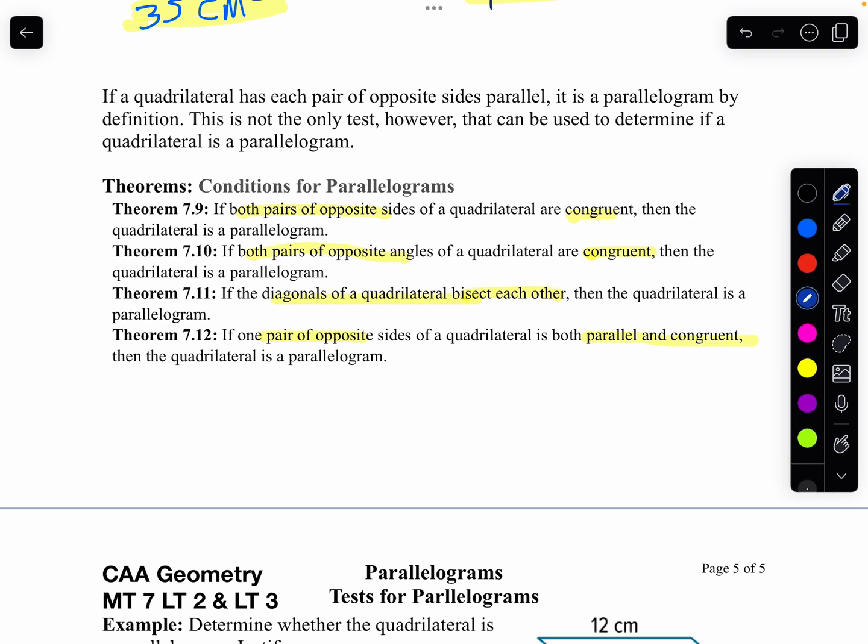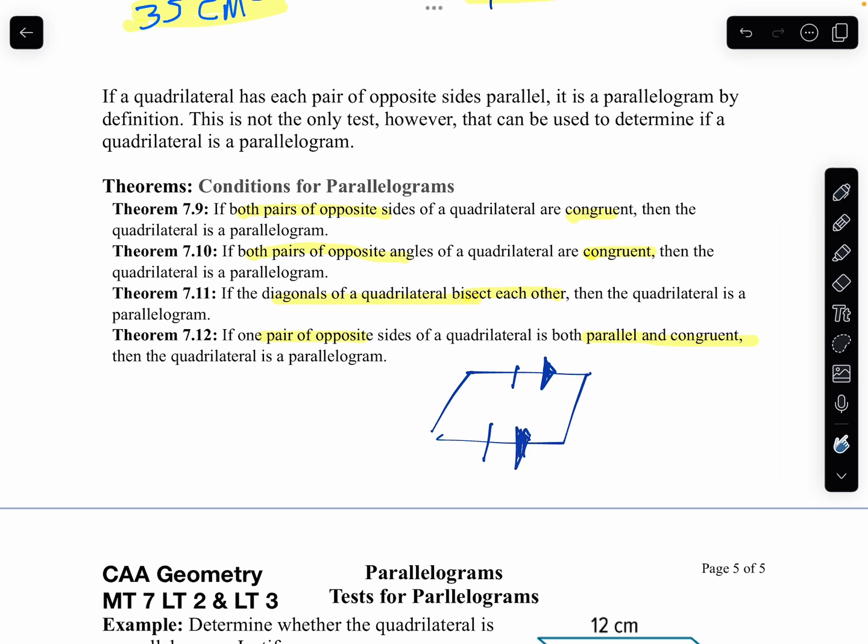So you need to know two things every single time. The one exception, you still need to know two things, is if I have one pair of sides that are both congruent and parallel, they got to be both, then I know that shape is a parallelogram. Otherwise, we need to know two things each time.